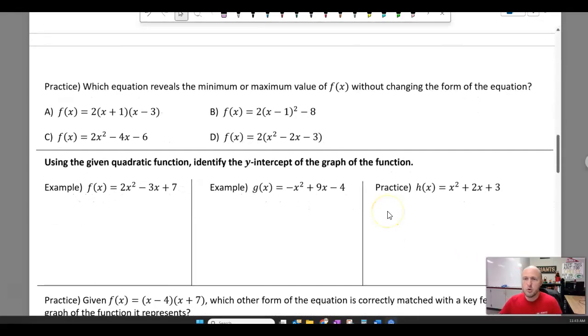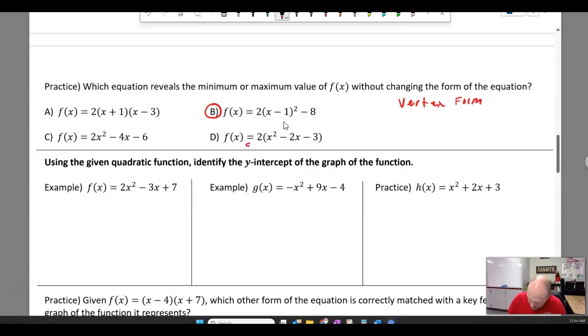Here is the next question. It says, which equation reveals the minimum or maximum of f of x without changing the form of the equation? So which of these can we look at? Think about this one, come up with an answer, and I'll show you an answer here in a second. All right, the form that gives us the minimum or the maximum is the one that shows us the vertex. So what I need to find is which one has vertex form. And so that's going to be B.